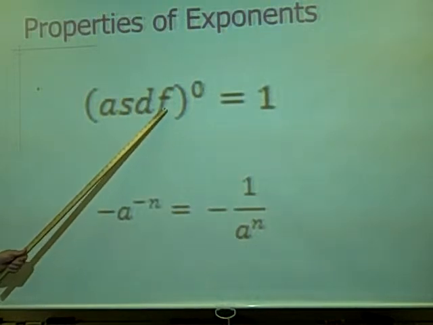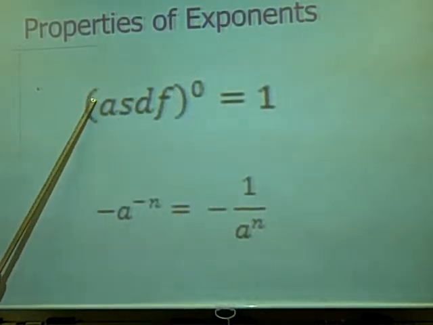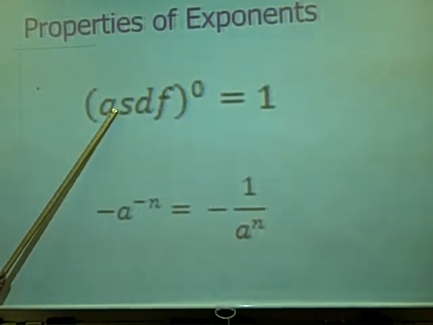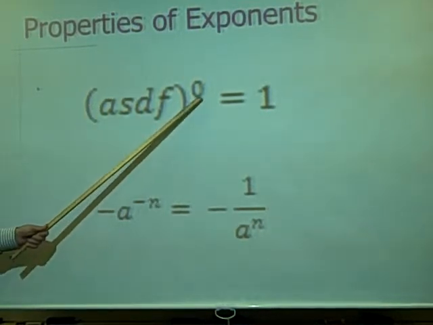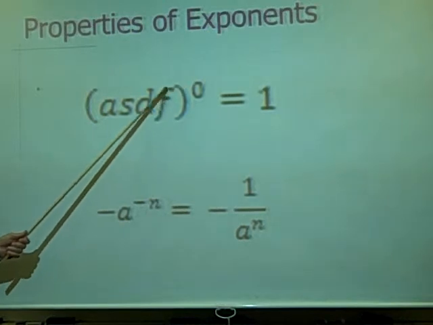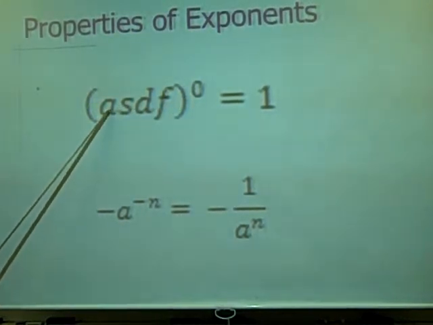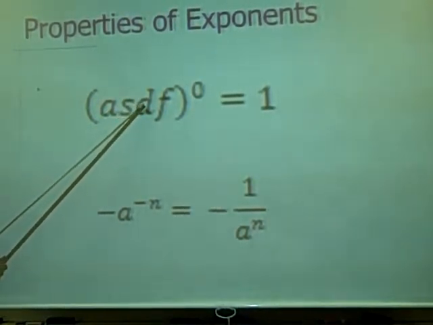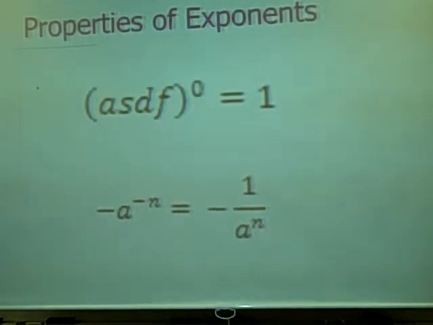Anything to the zero power. Notice this is in parentheses. When we have parentheses to the zero power, that zero goes to everything inside the parentheses. So that would be like a to the zero, s to the zero, d to the zero, f to the zero. So all of that is equal to 1.